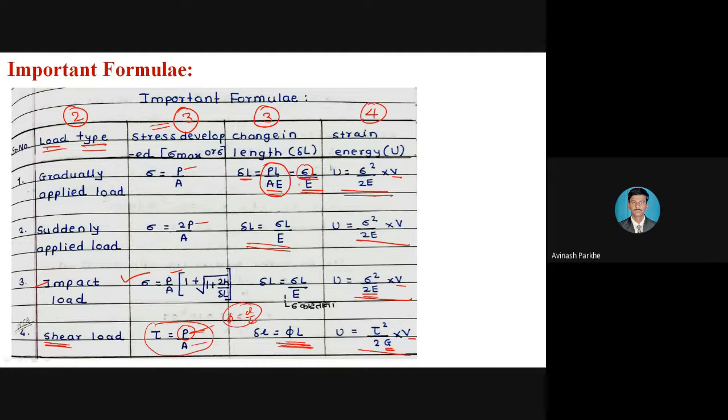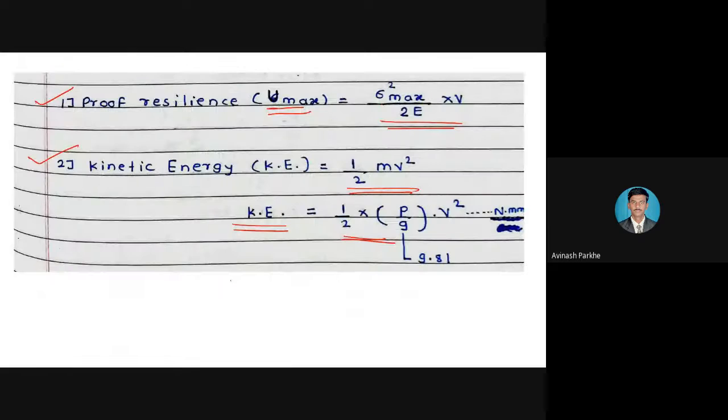The last column represents the strain energy in the body, that is capital U is equal to sigma square upon 2E into volume. So the change in length and the strain energy formulas remain the same for all the three conditions, that is gradually applied load, suddenly applied load, and the impact load. Only the maximum stress formula changes, that is sigma is equal to something. Again, two more formulas I have given, that is proof resilience, the maximum strain energy stored in the body within elastic limit is called proof resilience.